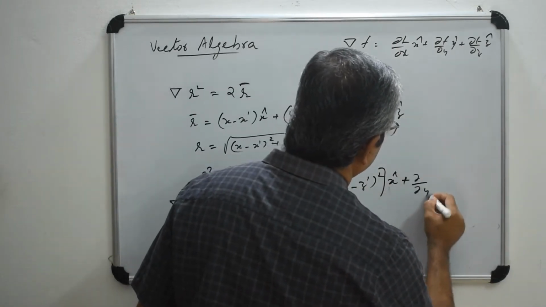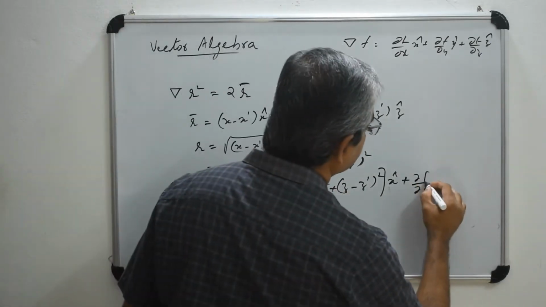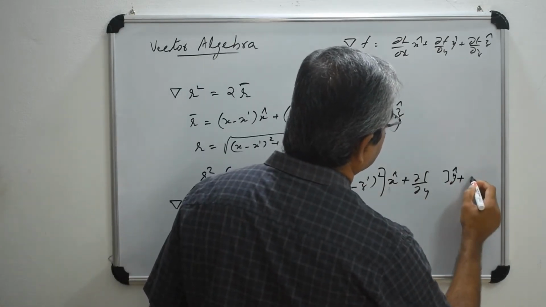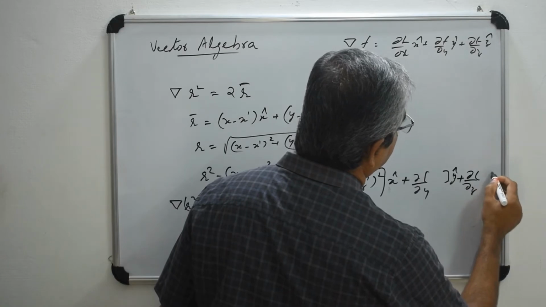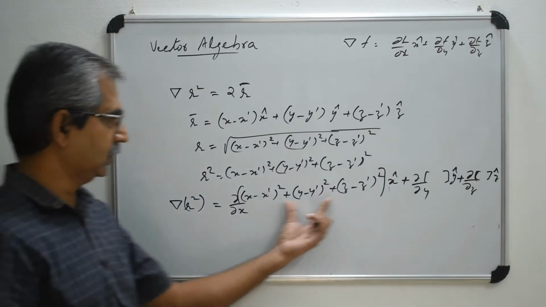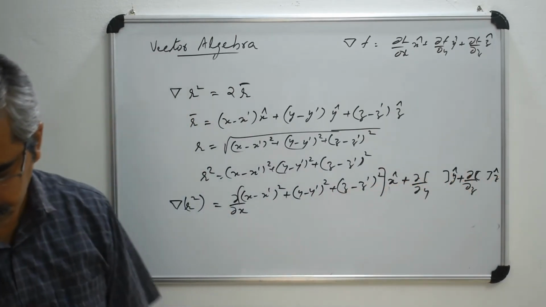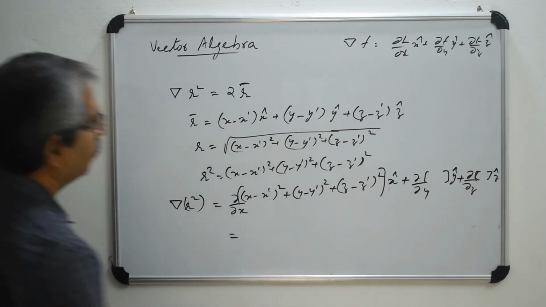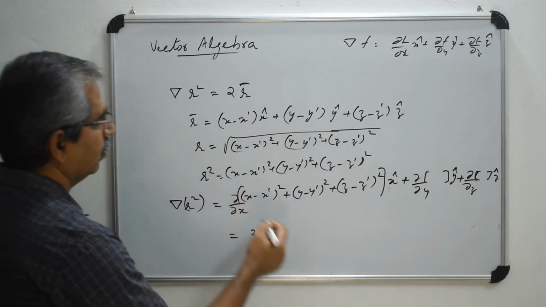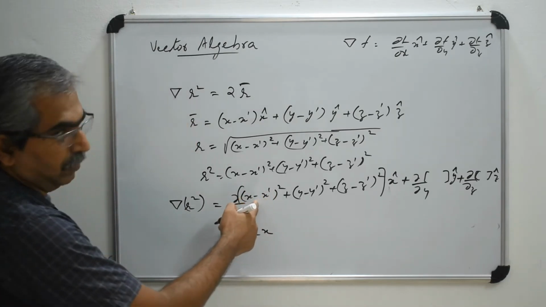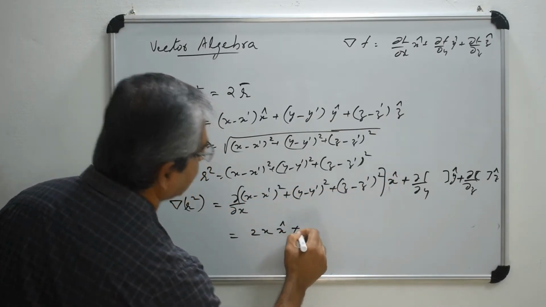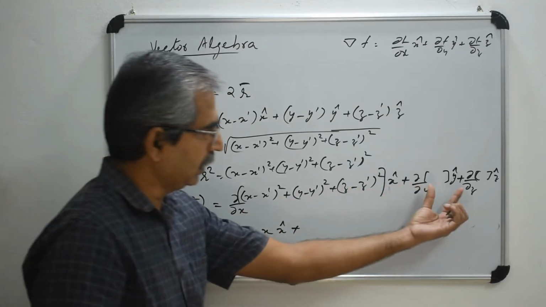So dou by dou y of this term into y cap plus dou by dou z of the function into z cap, isn't it? The same function is repeated inside. Okay, so that is equal to, what is the first one? This is equal to 2 into x, then into x cap, plus the second one, same thing.